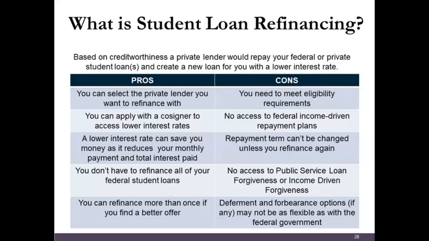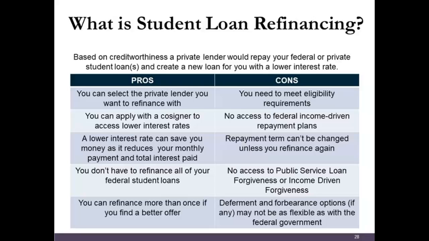You can apply with a cosigner to access lower interest rates if you have a cosigner that has really good credit. A lower interest rate can save you money as it reduces your monthly payment and total interest paid. You don't have to refinance all of your federal student loans.